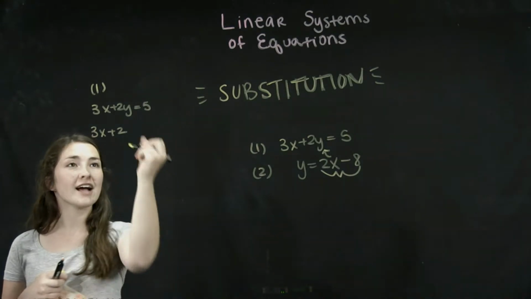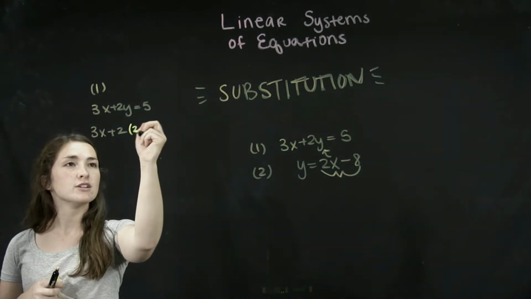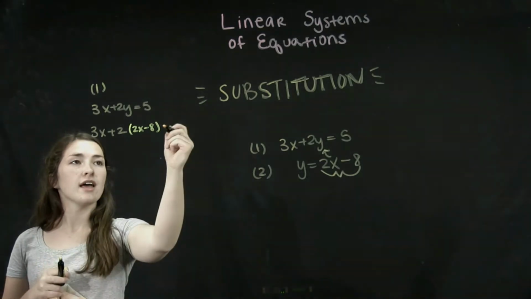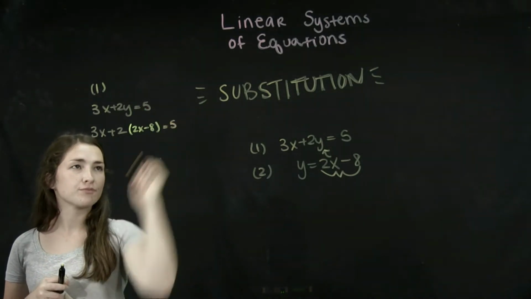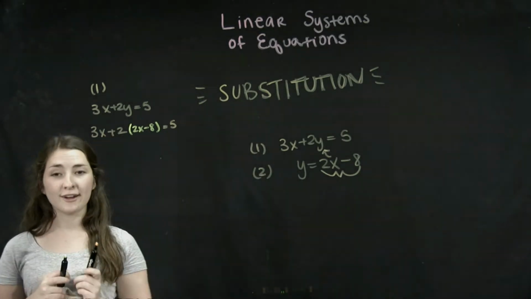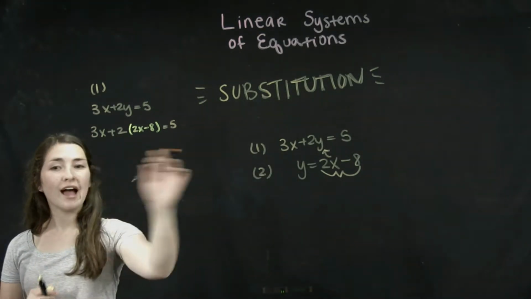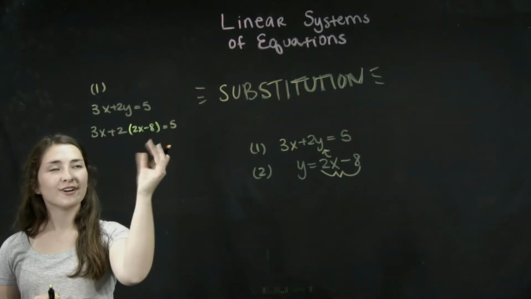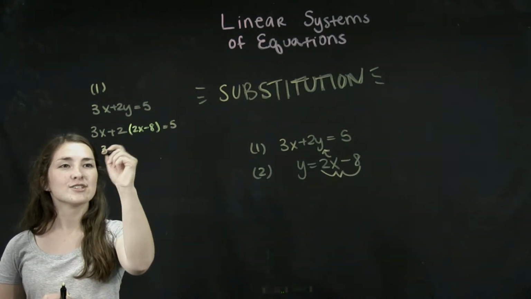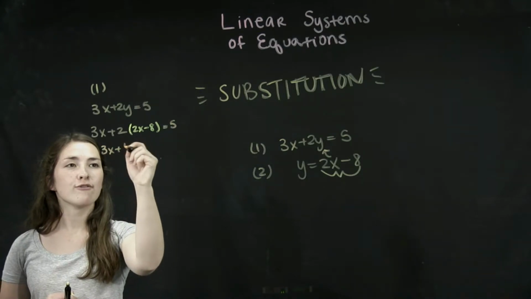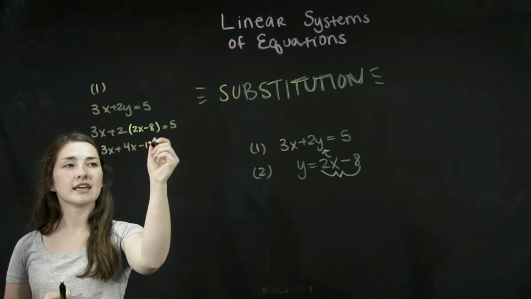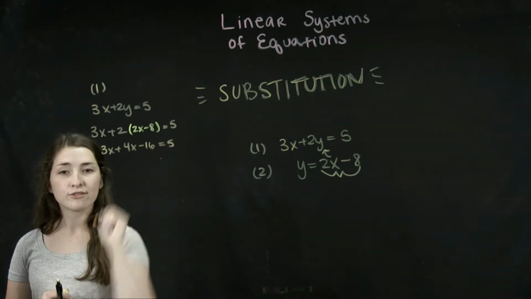Huh, funny you should ask. We know that y equals 2x minus 8. And then we still know that this equals 5. So all we did was substitute what we know y is equal to in here for y. So now all we have to do is distribute our 2 here and solve for x. So we have 3x plus 4x, which is 2 times 2x, and then 2 times negative 8 is negative 16. This equals 5.